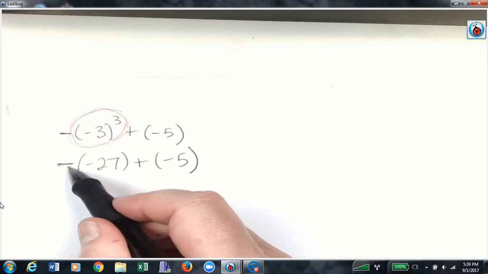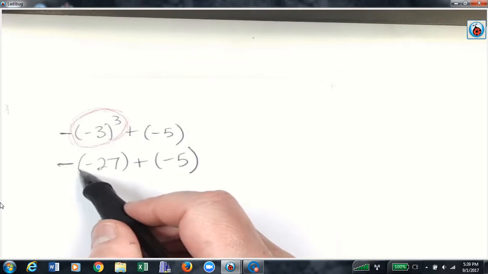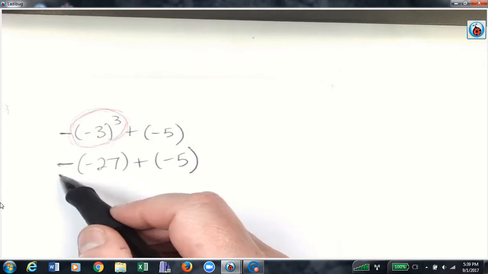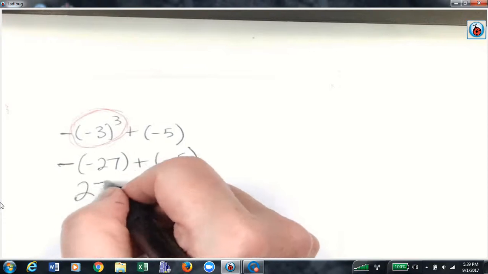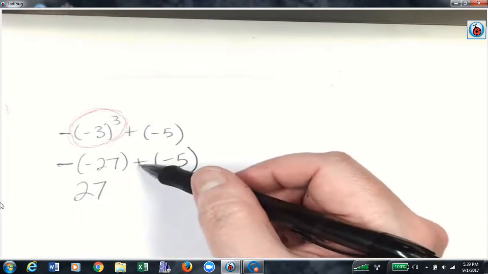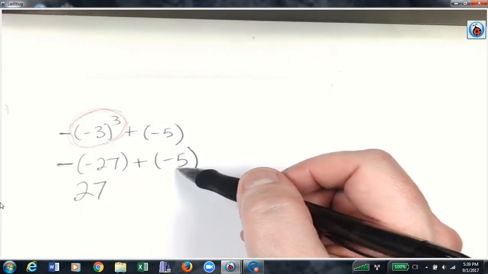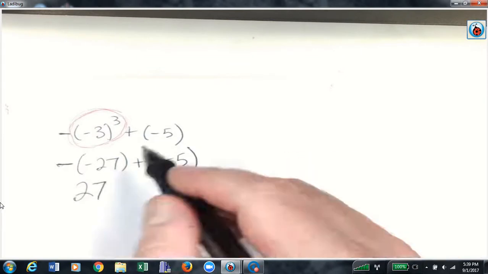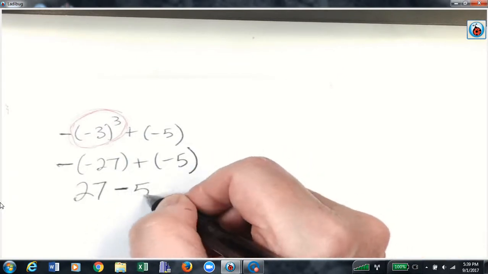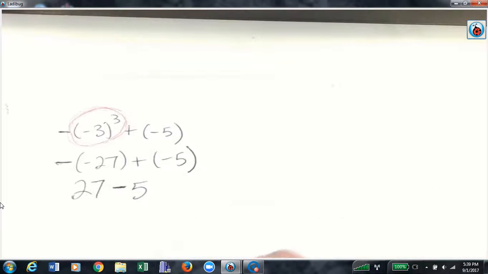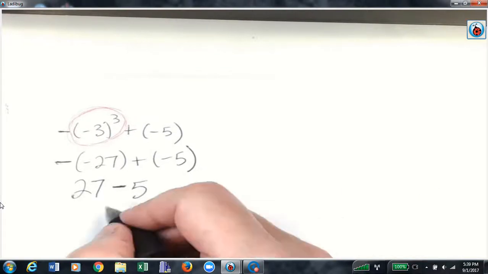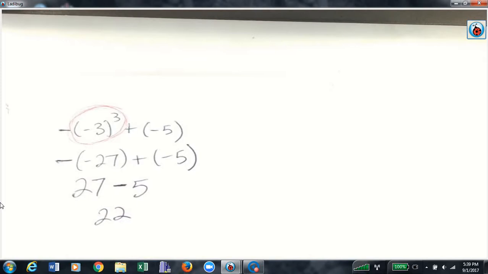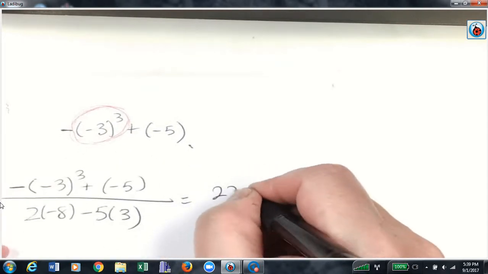Now what happens to two negative symbols? They cancel. And what is plus a negative number? It's the same as minus, isn't it? And so now 27 minus 5 is going to give me 22. So that numerator, after doing all of that, is 22.